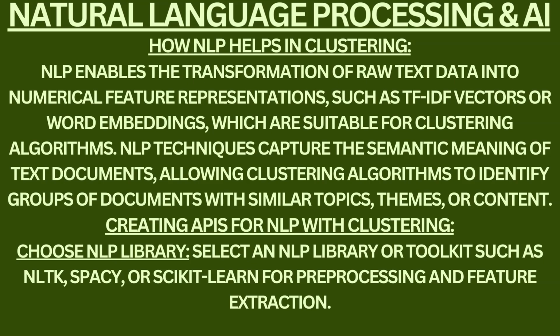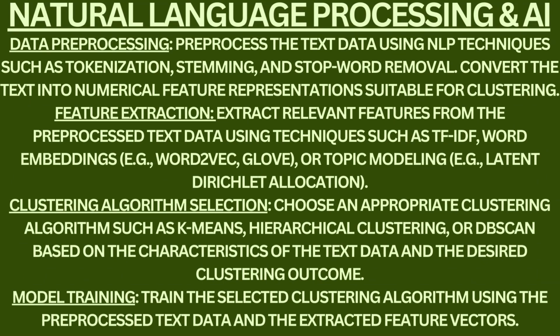Creating APIs for natural language processing with clustering. Choose natural language processing library. Select an NLP library or toolkit such as NLTK, spaCy, or scikit-learn for pre-processing and feature extraction. Data pre-processing. Pre-process the text data using natural language processing techniques such as tokenization, stemming, and stop word removal. Convert the text into numerical feature representations suitable for clustering.